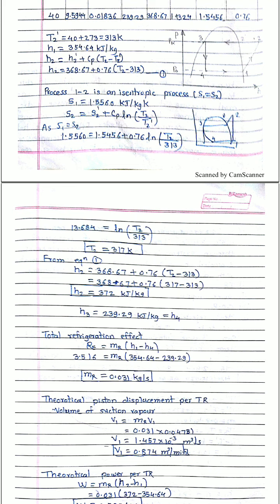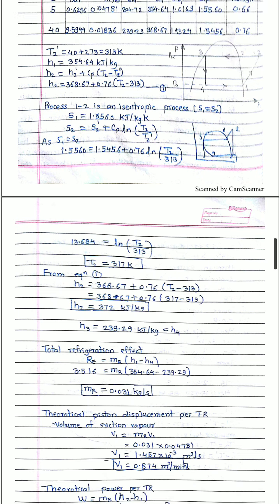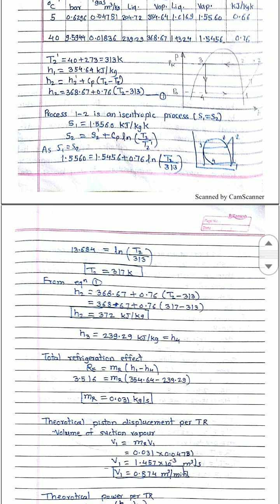Now the theoretical piston displacement per TR. Piston displacement: when the piston is moving up and down, what changes is the volume. So if we can calculate the volume, we will get the piston displacement. Therefore the volume of suction vapor V1 is equal to mass flow rate into specific volume, MR into specific volume. Now it is regarding the suction. Suction is at the evaporator pressure. So here we have to take the specific volume, 0.04781, because we are calculating the volume of suction vapor.